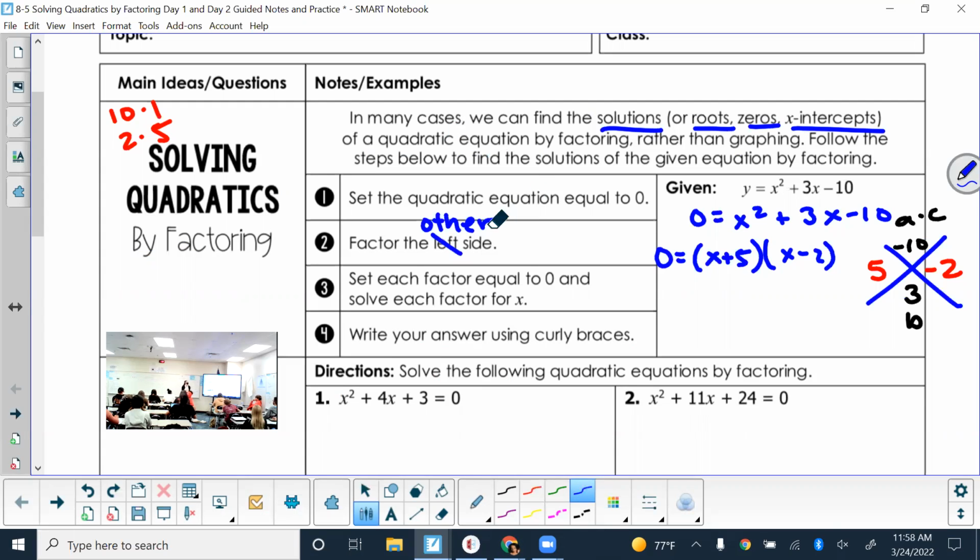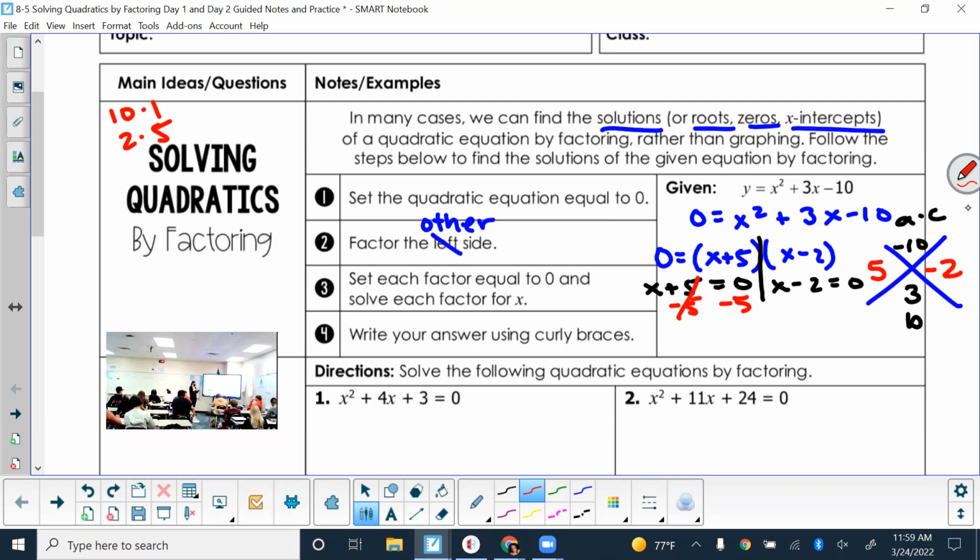All right, step 3. We need to set each factor equal to 0 and solve each factor for x. So each factor, each thing that would normally be multiplied together is going to be set equal to 0. So I have x plus 5 equals 0 and x minus 2 equals 0. And we're solving for x. How do you isolate a variable? Like, how would I get rid of this plus 5? Subtract 5. And then whatever I do on one side, you have to do to the other side.